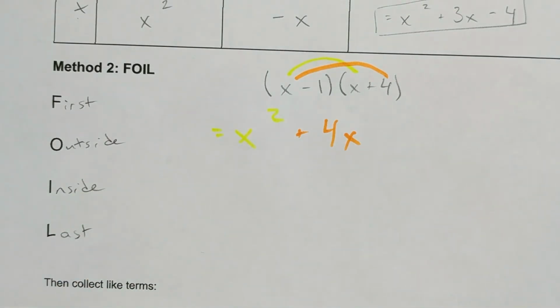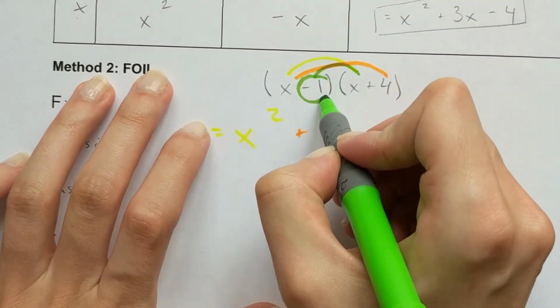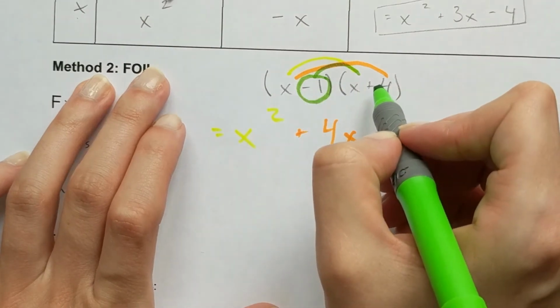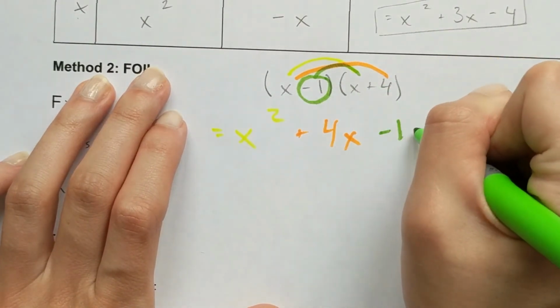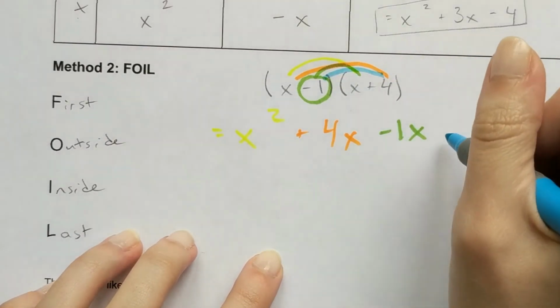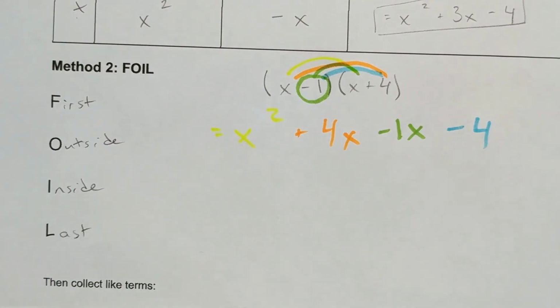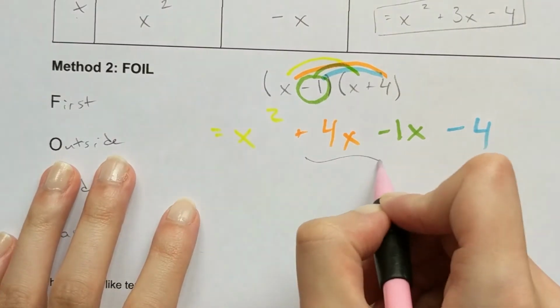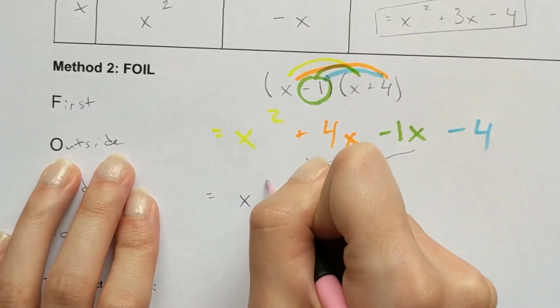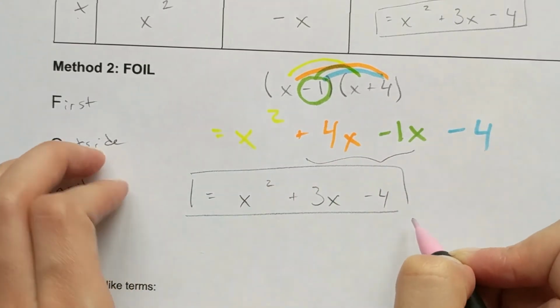Then we are going to do our inside terms. Negative 1, remember the negative has to stay with the number. So negative 1 times x is negative 1x. And then we have negative 1 times positive 4, which is negative 4. We can collect these like terms in the middle to give x squared plus 3x minus 4 as the full solution.